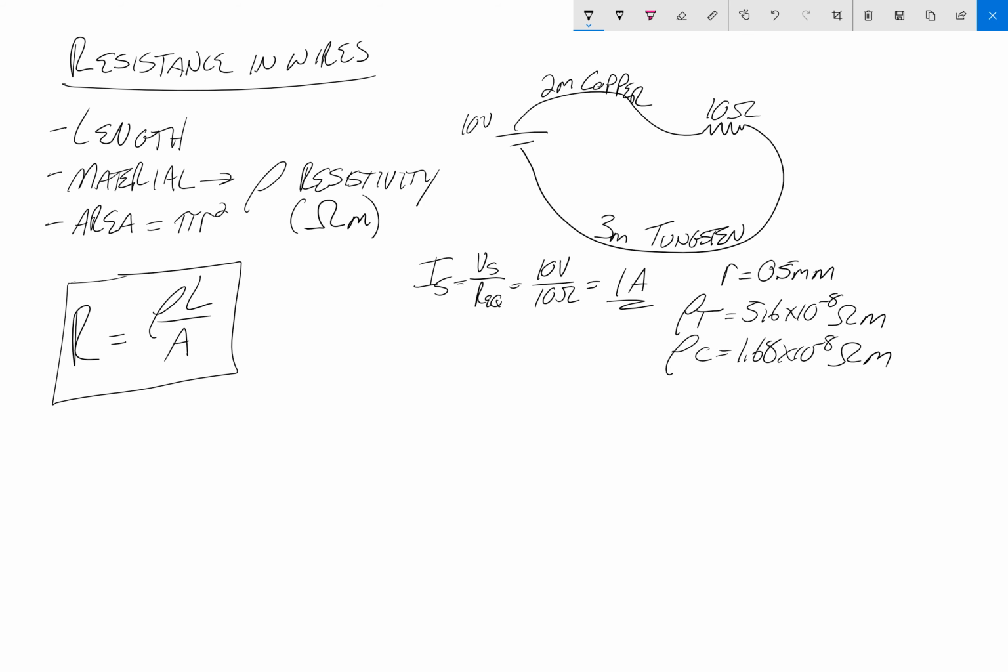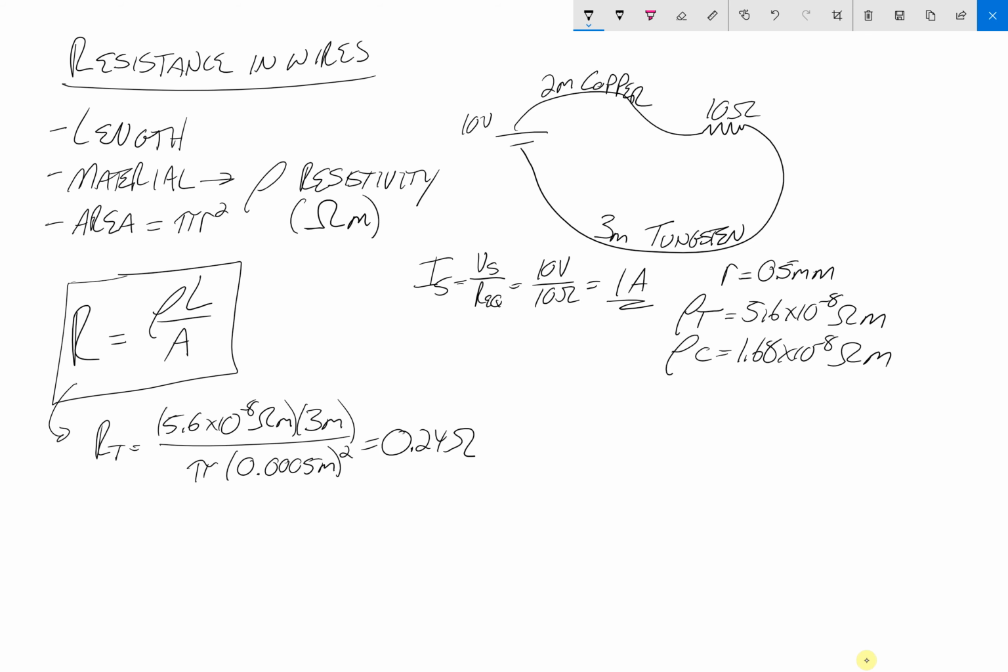So we have to spend a second here and figure out the resistance of each wire. So I'm going to do that on the left here. I'm just going to use this expression that we have, our new one here. So the resistance of the tungsten wire would be rho, or resistivity, which is 5.6 times 10 to the negative 8 ohm meters, times 3 meters long of wire, all over the cross-sectional area, which is pi times the radius squared, which is half a millimeter, or 0.0005 meters. Don't forget to square. And we're going to get a resistance of 0.24 ohms.